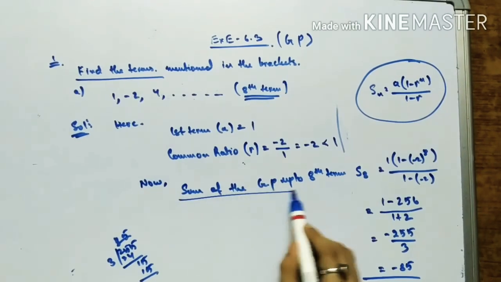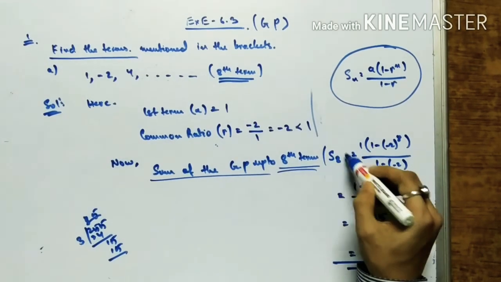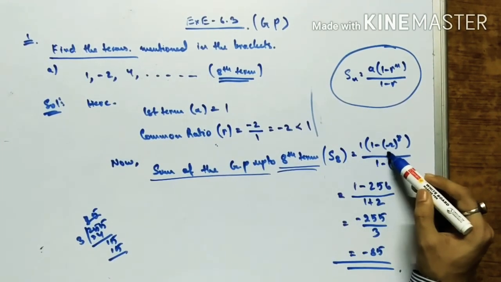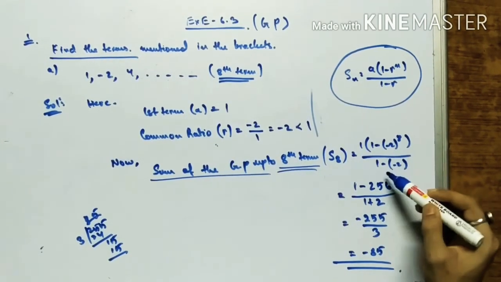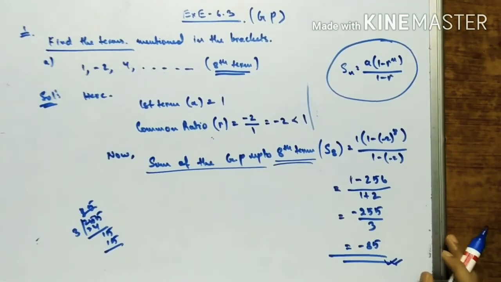So the sum of the GP up to the 8th term, which is S8, is equal to (1 minus 2 to the power 8) by (1 minus 2). So ultimately my answer will be minus 85.